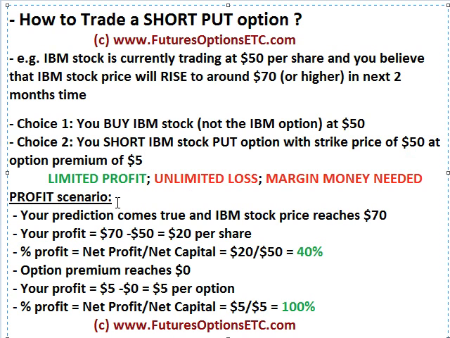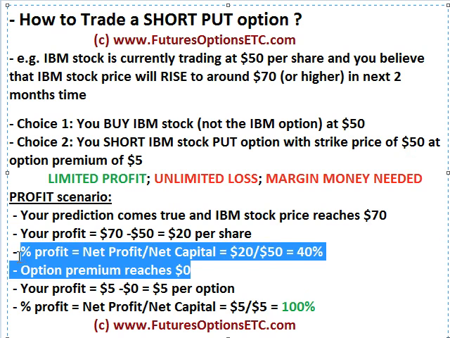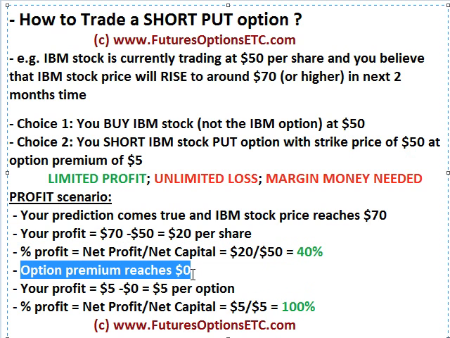Okay. Now assume that your prediction comes true and IBM stock price actually reaches $70. So in case of a stock, your profit would be 70 minus 50, that is $20 per share. In terms of percentage, your profit would be 40% as calculated here. In case of option, what would happen is that since the price has risen in your favor with your bullish view, the option premium will actually reach $0.